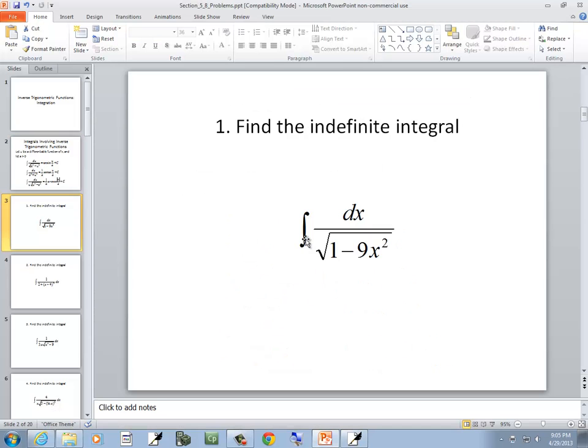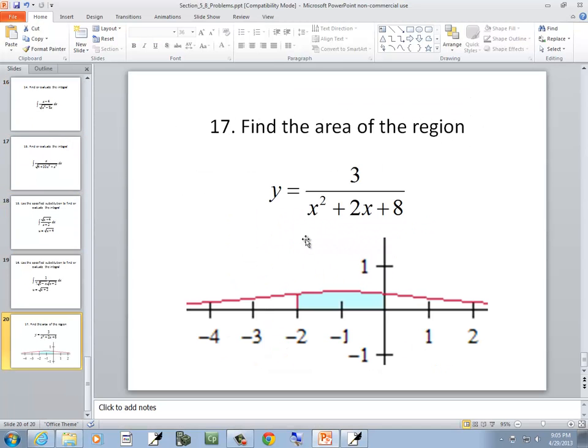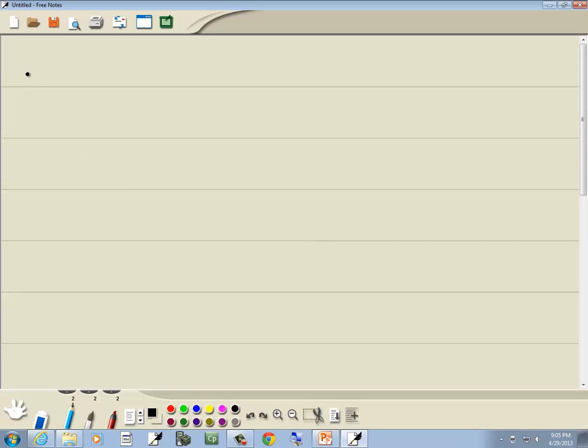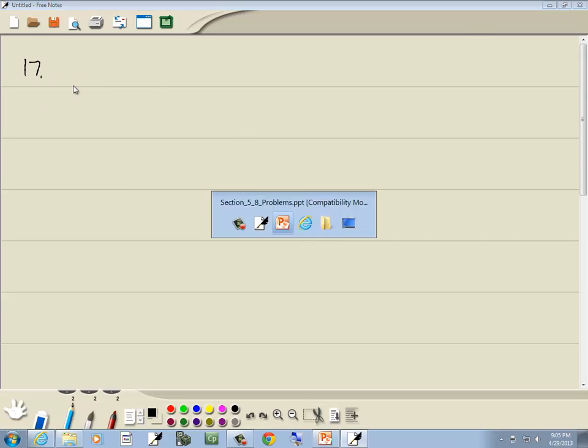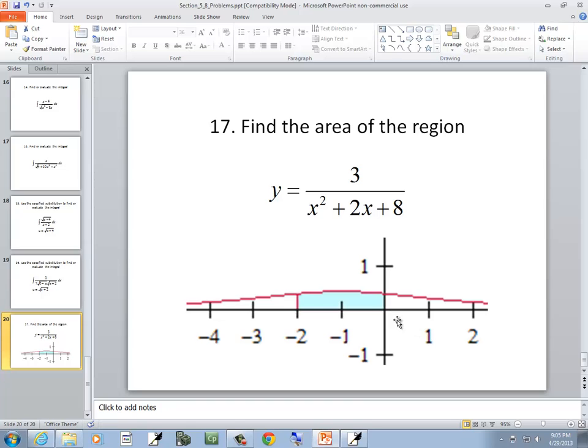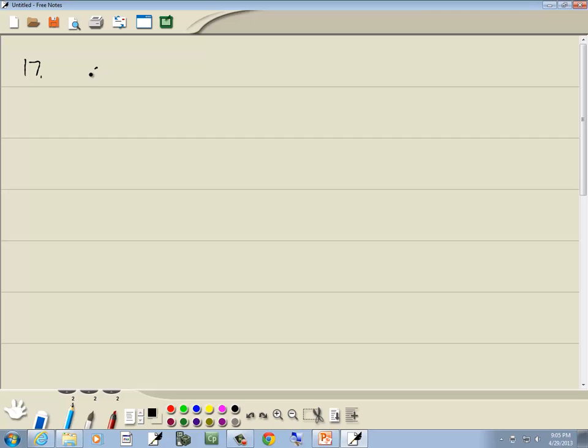And let's look at our last problem. This is finding the area of a region. Now notice in this picture, the area we're trying to find, this light blue, is above our x-axis, which means we don't have to worry about things being below the x-axis and whether you put a negative before it or so forth. We just do our setup just like normal.